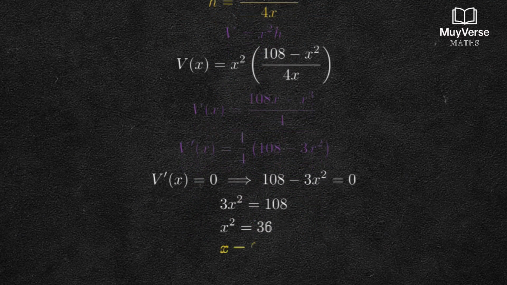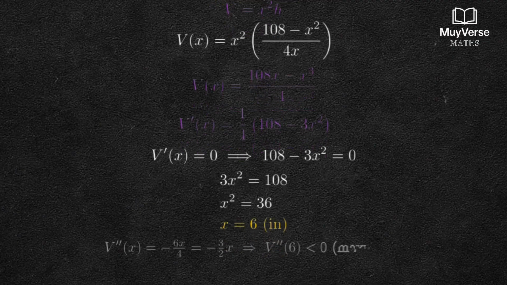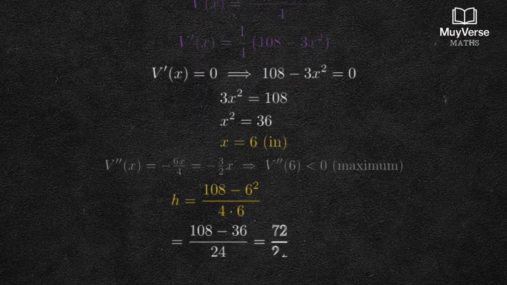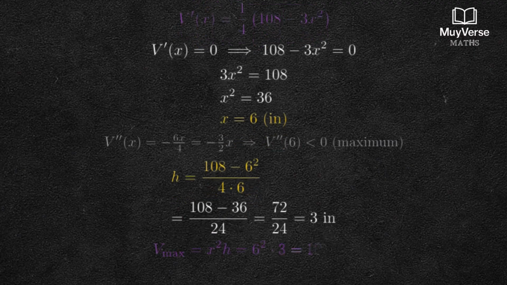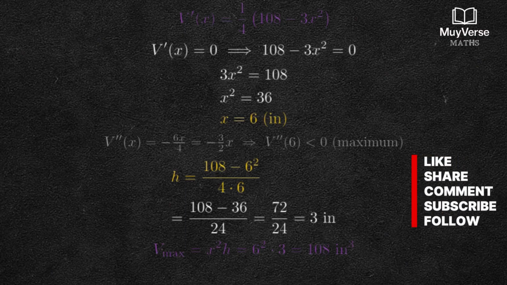That gives 3x squared equals 108, so x squared equals 36, and x equals 6, the positive solution. The second derivative is negative at x equals 6, so this critical point is a maximum. Now find the height from the constraint. h equals (108 minus 6 squared) over (4 times 6), which is 72 over 24. So h equals 3 inches. The maximum volume is x squared h equals 6 squared times 3 equals 108 cubic inches.